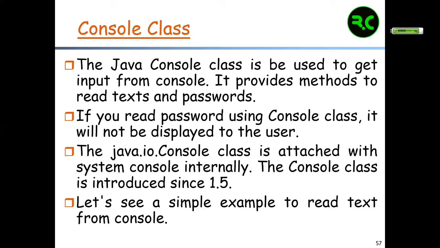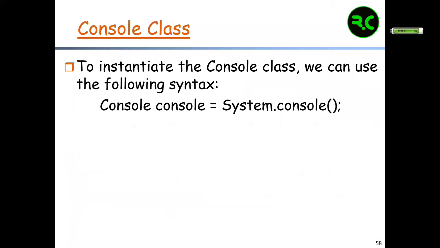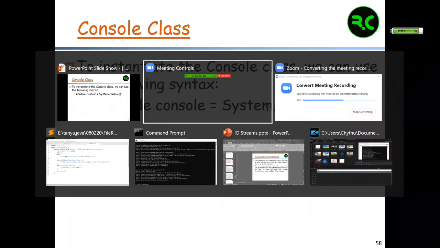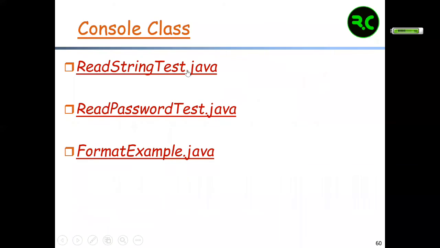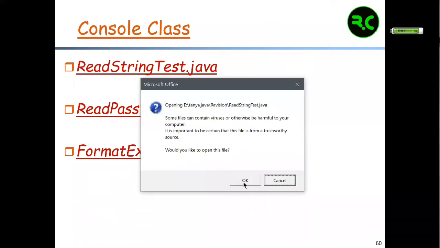The java.io.Console class is attached to the system console internally. The Console class was introduced in Java 1.5. Let us see an example to read text from the console. Let us move on to the example here.